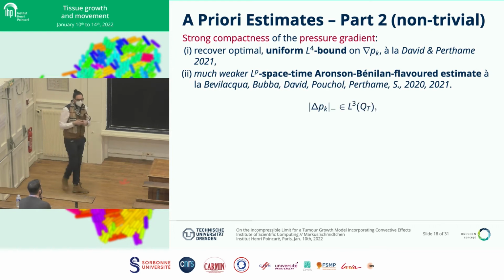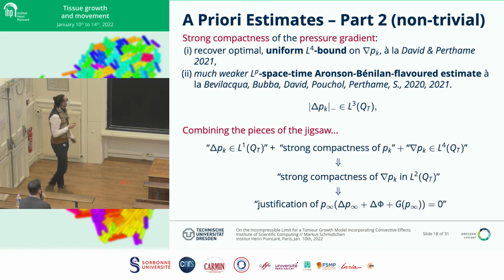And so essentially what we get, instead of having a control from below on the Laplacian of the pressure, is that we control the negative part, but in some L^p, in L3 in our case, so in a Lebesgue space. So essentially, the key message is we do not need this lower bound. We can also get away with some integrability of the negative part of the Laplacian.